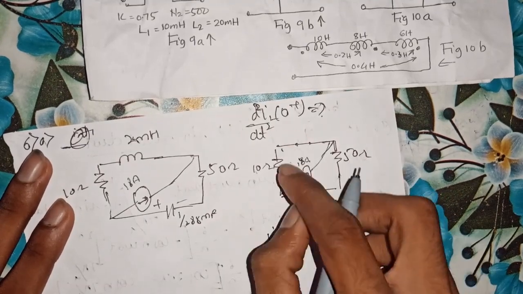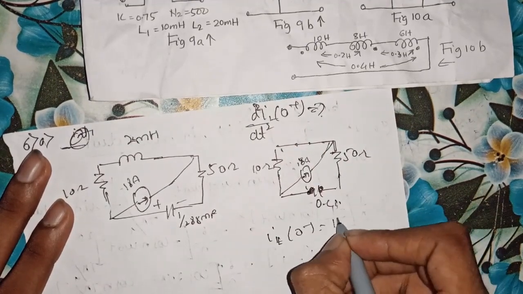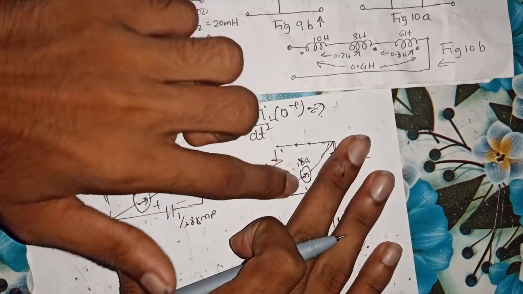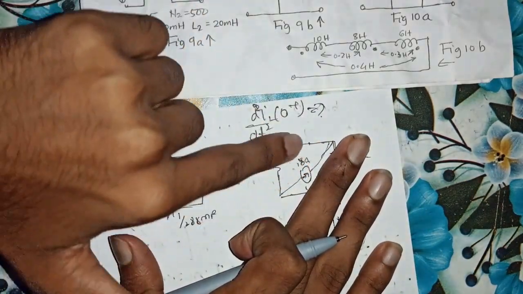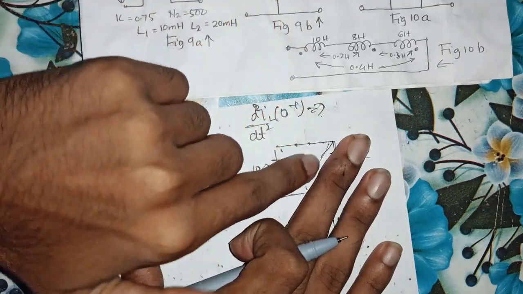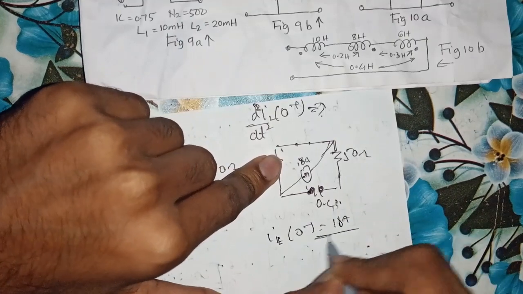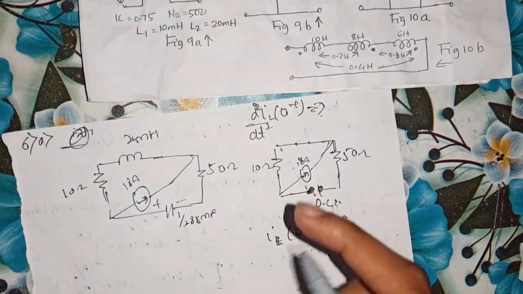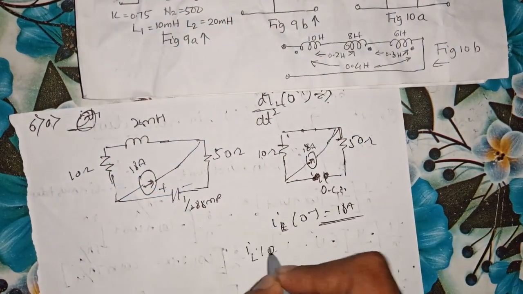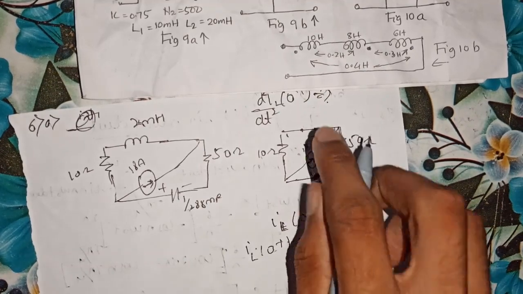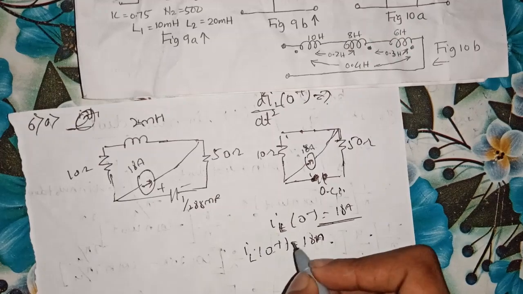So yes, we can see that IL of 0 minus, that is the current flowing through the inductor, is simply 18 ampere, since this branch is neglected because of its open circuit. The entire 18 ampere current source goes on repeating through this loop, as a result of which the current flowing through the inductor, which is short circuited in this case, is 18 ampere. And since we know that inductor current does not change instantaneously, IL of 0 plus is also 18 ampere. So also we calculate the value of VC of 0 minus.